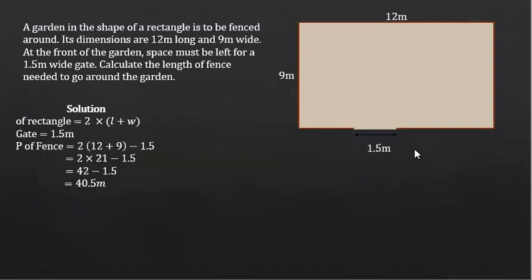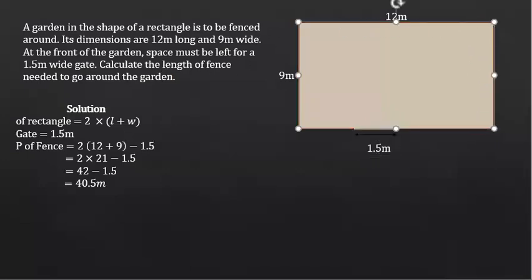Moving on to this next example. We have a garden in the shape of a rectangle to be fenced, and its dimensions are 12 meters long and 9 meters wide. However, it must have a space at the front of the garden that will be left for a gate that is 1.5 meters wide. What they want us to do is calculate the length of the fence that is needed to go around the garden.